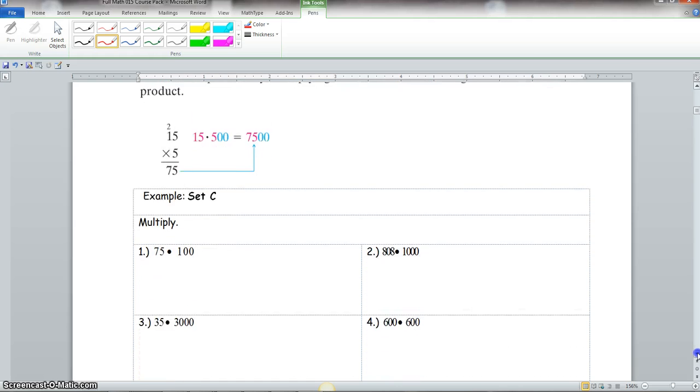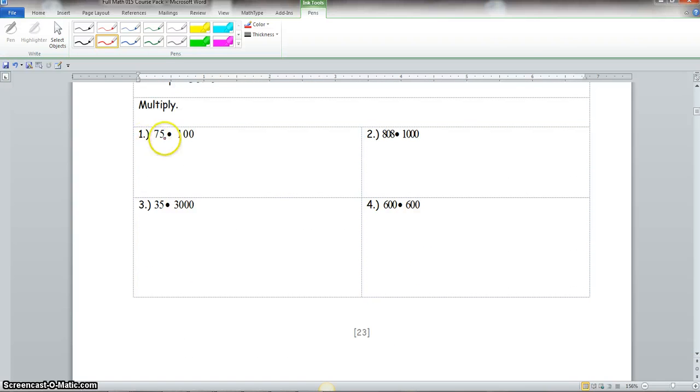Now we could test this. We have 75 times 100, so we know we're going to end in two zeros. And 75 times 1 is 75. So our answer here is 7,500. Now we come to number 2. This ends in three zeros. Then we'll take 808 times 1, so it's 808,000.